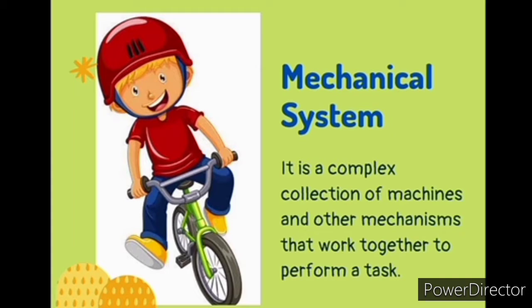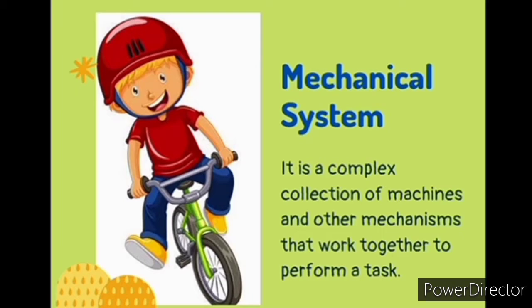Now we'll be looking at mechanical system. What is a mechanical system? A mechanical system is a complex collection of machines and other mechanisms that work together to perform a task. When you have more machines working together to perform a task, what you have is a mechanical system. A device that has a mechanical system working within it is often called a complex machine.